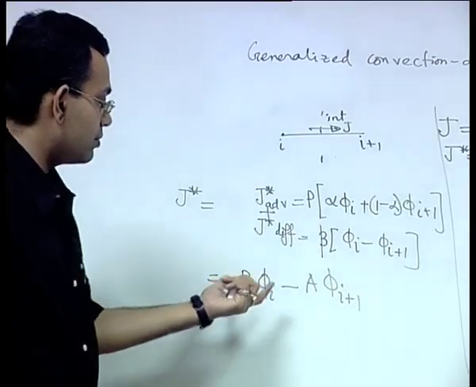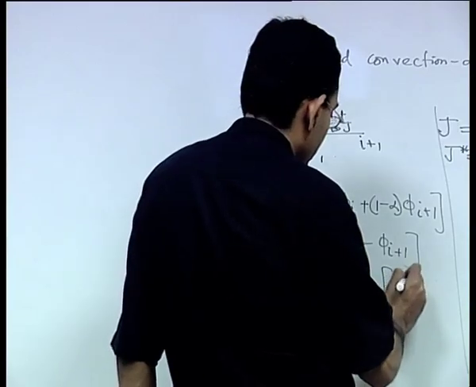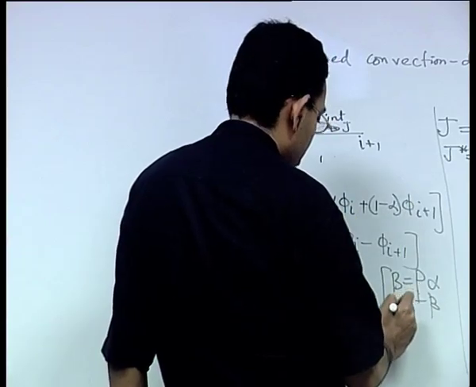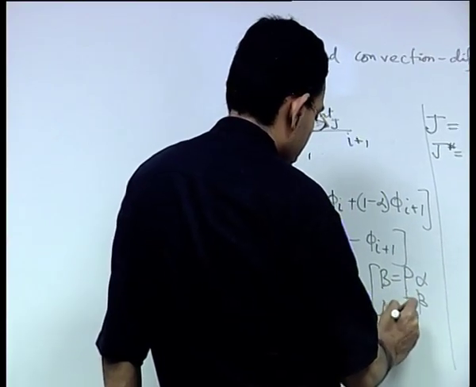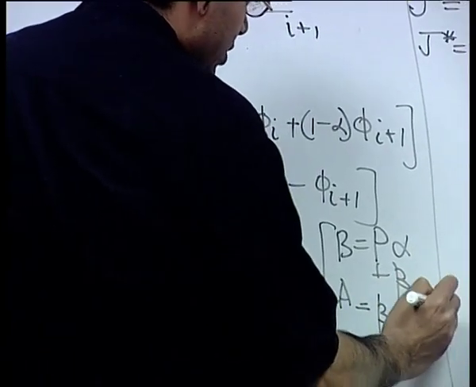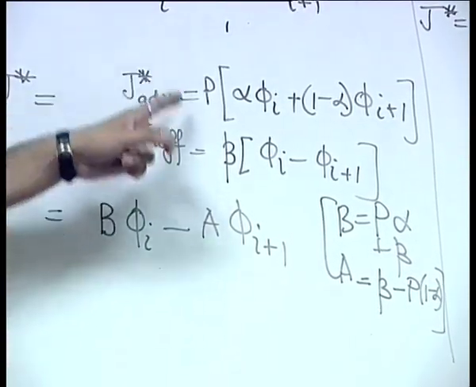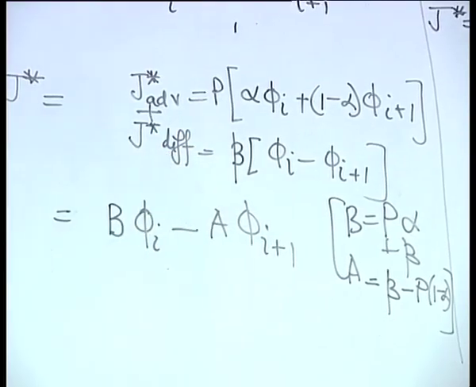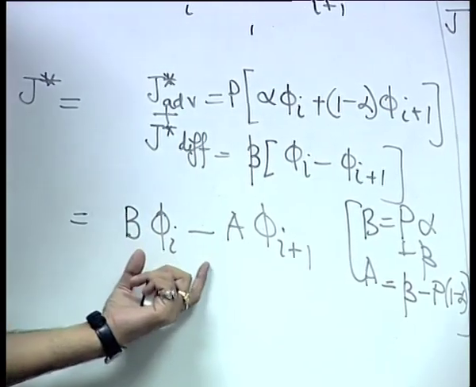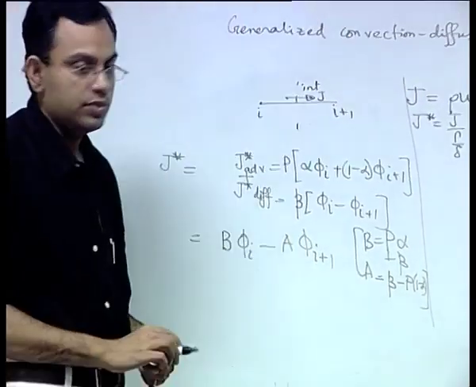So, you can find out what b is. For example, b is P alpha plus beta and a is beta minus P into 1 minus alpha, by comparing these expressions. Now, once we express these in terms of b and a, no more alpha and beta are important. Now, everything we will be expressing in terms of b and a.